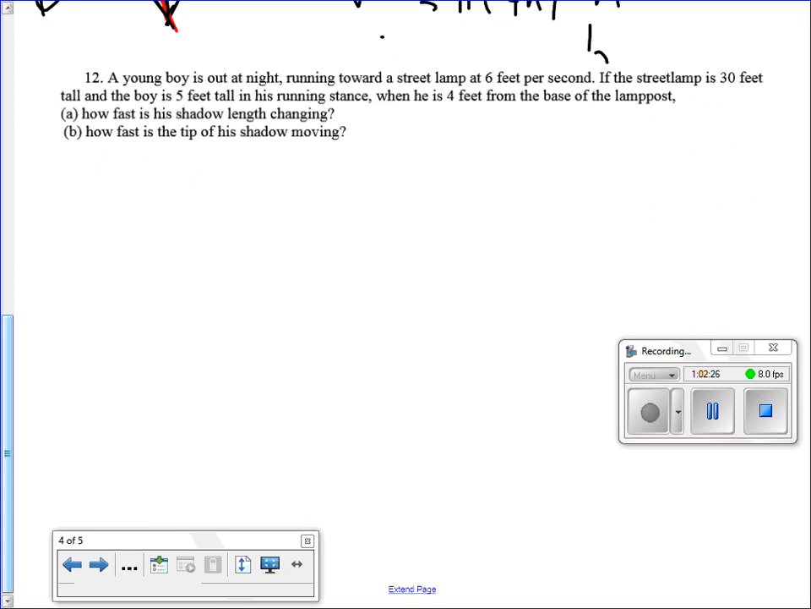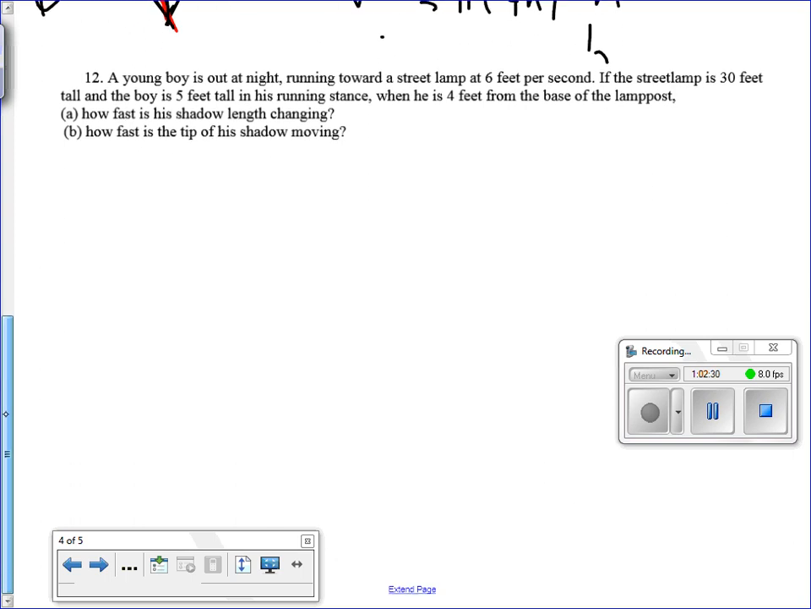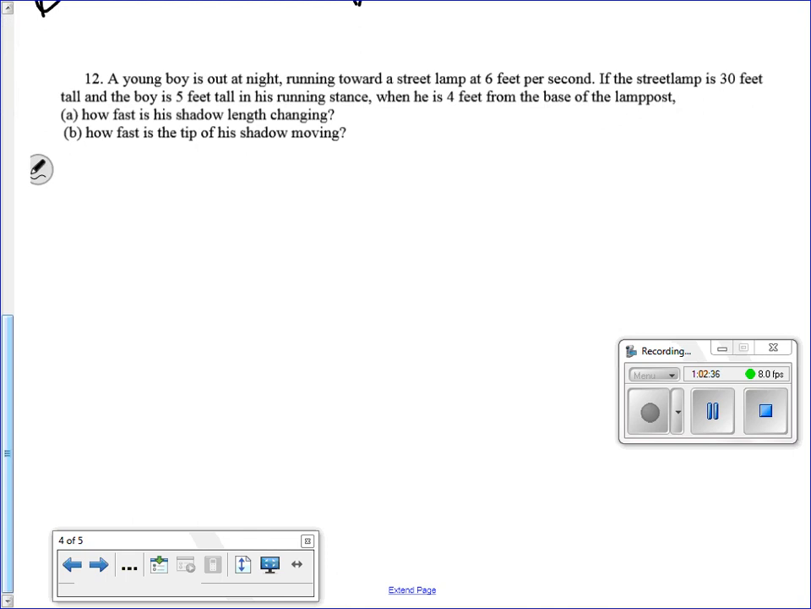It's going to be another one with the similar triangles. Remember, we see similar triangles like with the shadow problem and with some cone problems, when we need to get it in terms of one variable. That's when we use similar triangles with cones.